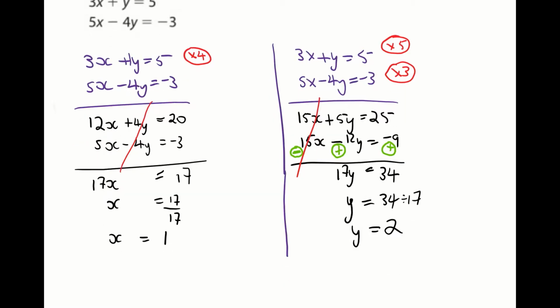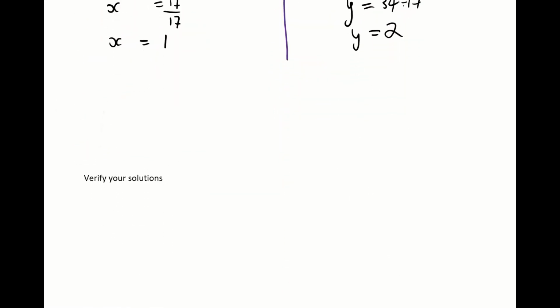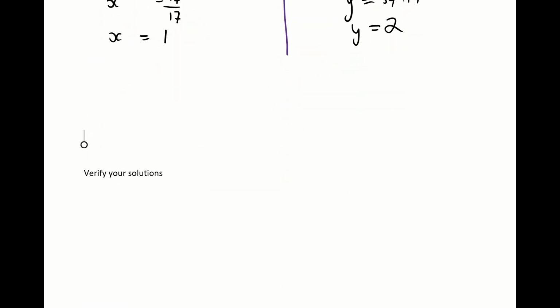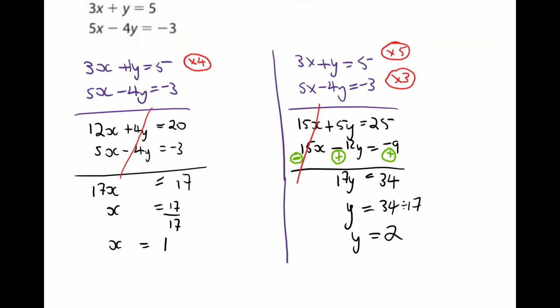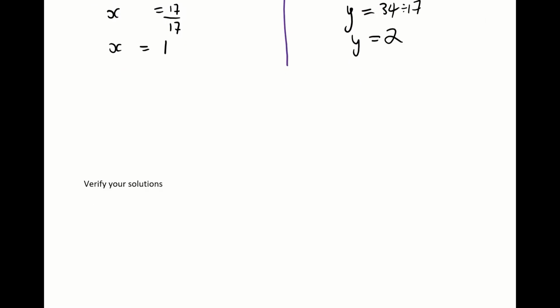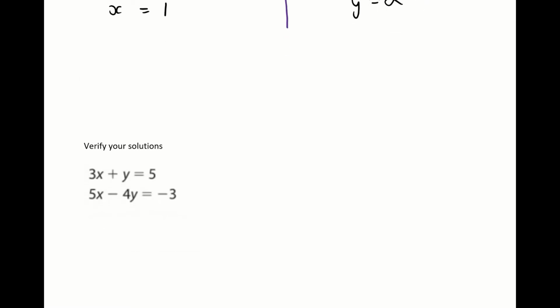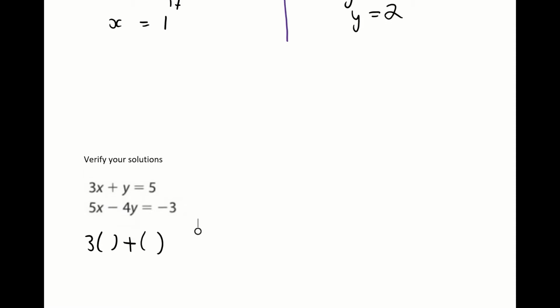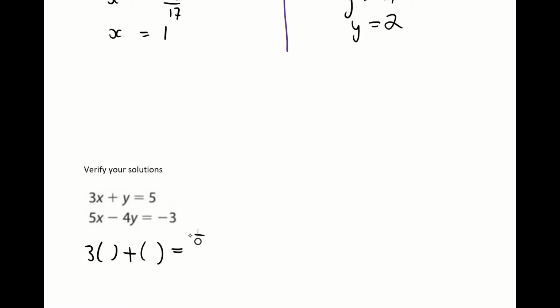And we're finished. The next part to that question could ask you to verify your solutions. Verify your solutions just wants you to check your answers. So I'm going to take my two equations of the line again. I'm going to check, do my two solutions x and y work? I'm going to take my first one here, and I'm going to sub 1 in for x. I'm going to sub 2 in for y, and I should hopefully get 5.